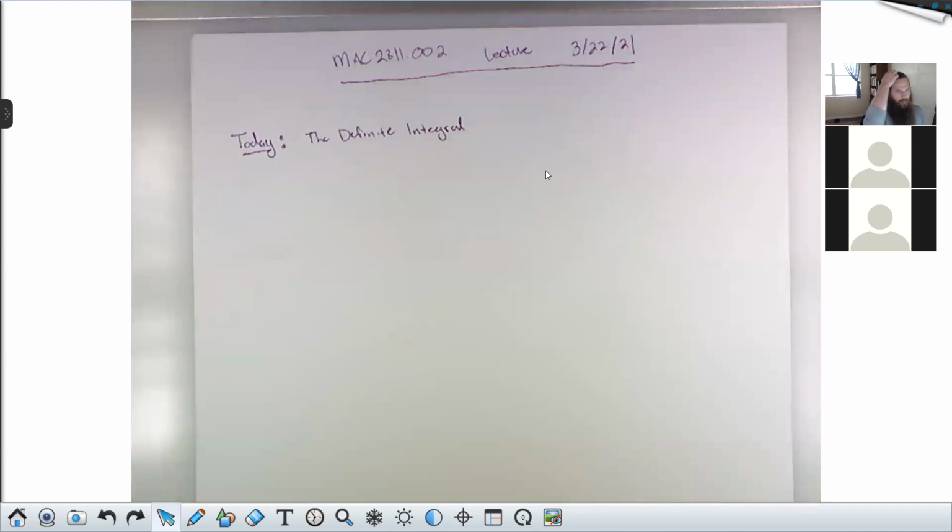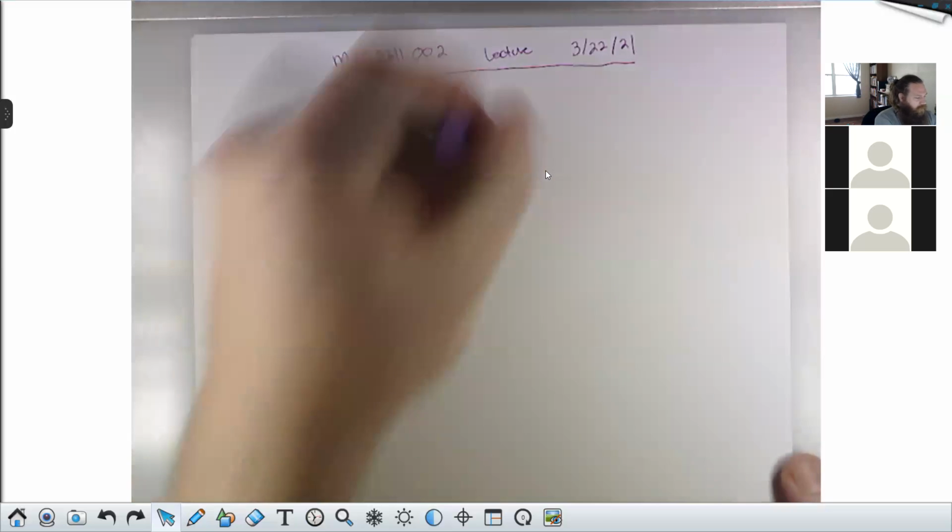Like I've been saying, calculus is sort of split into two worlds. There's differential calculus, which is what we've been doing, and there's integral calculus, which is what we are about to move into. And today we are going to learn finally exactly what an integral is. This is section 5.2.